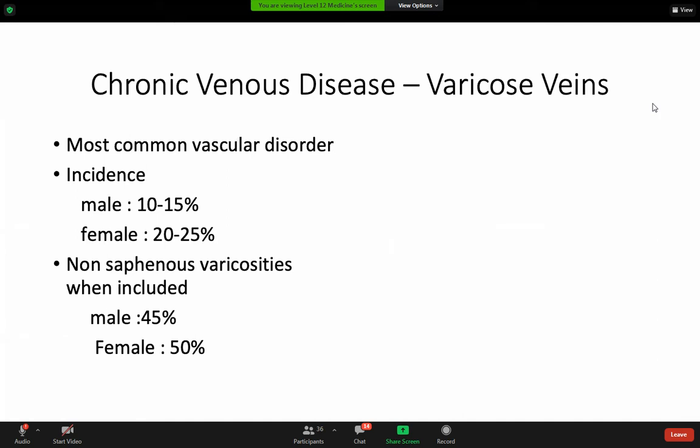It's very common. It goes up to 50% in the female and 45% in the male, especially when I have only small varicosities. It's very, very common.